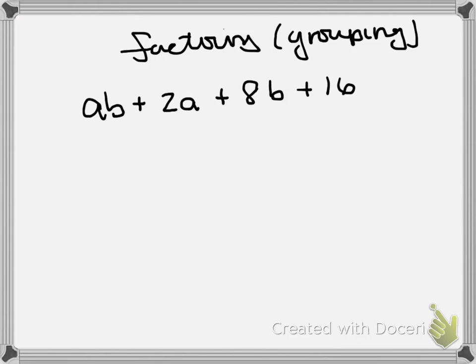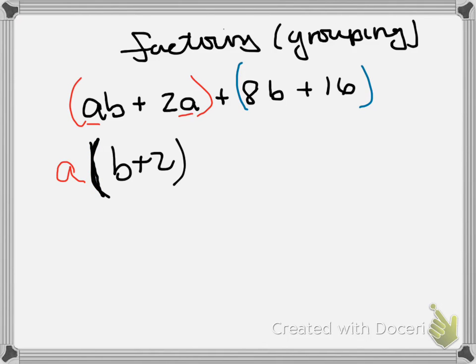So in grouping, what we do is we actually group them, and we try to find two of them that have something alike and see if the other two have something alike. So in this case, I'm going to group these two together, and I'm going to group these two together. We're going to start with this one. I notice that I have an A here and an A here, so I can take an A out. This means I have B plus 2 left inside the parentheses.